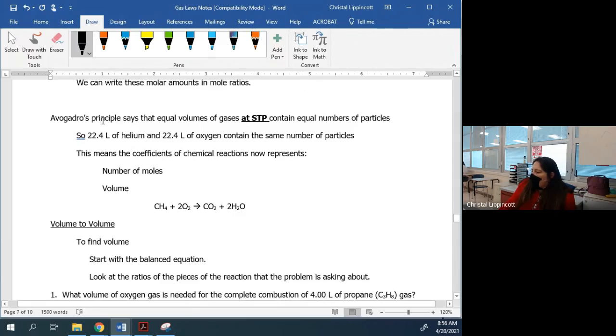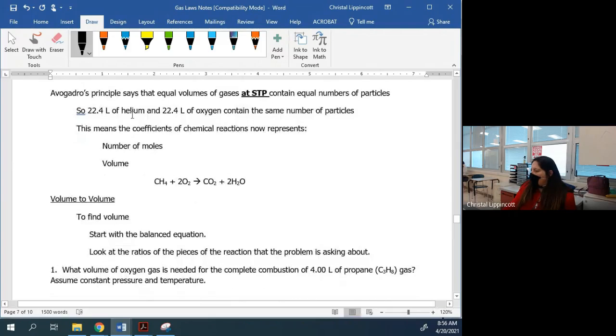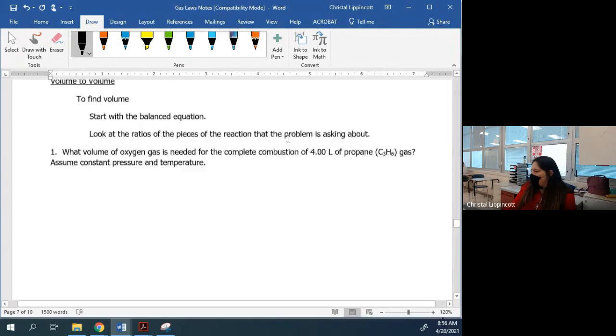We also have Avogadro's principle that says that if we're at STP, we have equal numbers of particles. So we're going to use that principle for part of this today as well. Avogadro's principle only works at STP, so where we have situations where we're not at STP, we've got to use the ideal gas law and then use stoichiometry to solve our problems. Okay?